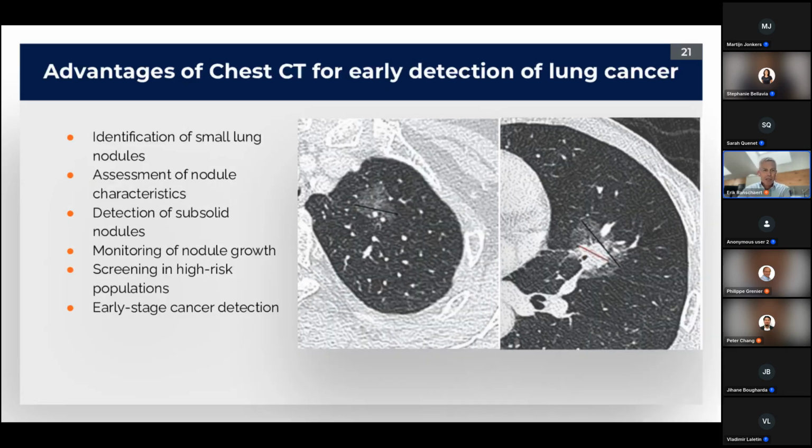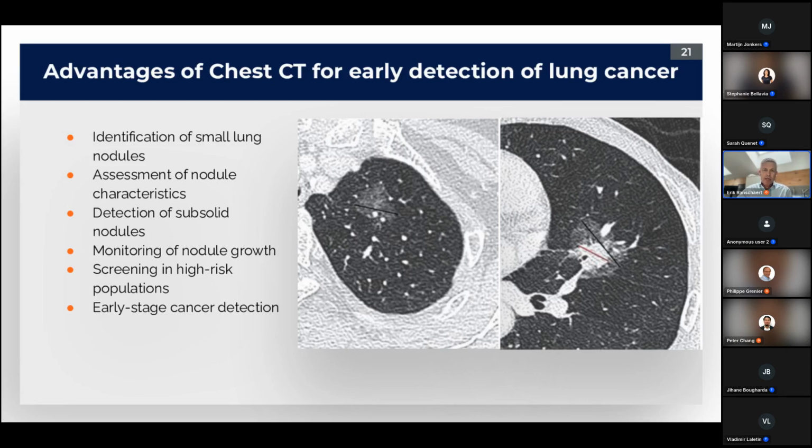So what are the advantages of chest CT for the early detection of lung cancer? First of all, with CT, we can identify small nodules, which means nodules that can be missed on chest X-ray, of about 2 to 3 millimeters. Then we can also assess the nodule characteristics, which is the size and the shape. We can detect calcium, and we can also differentiate between benign and malignant nodules. This allows us to do this in a more efficient way.